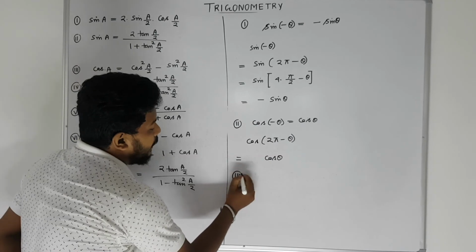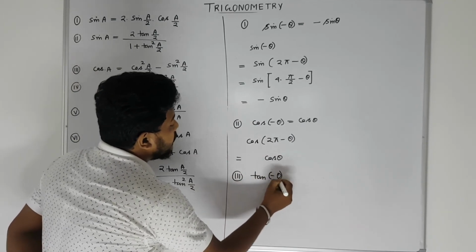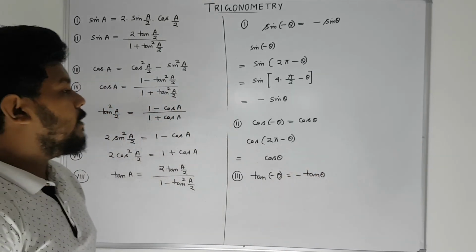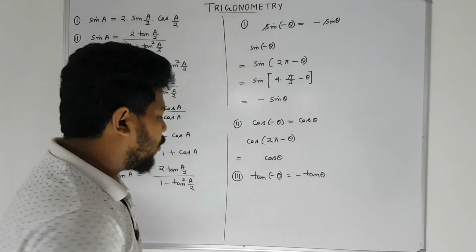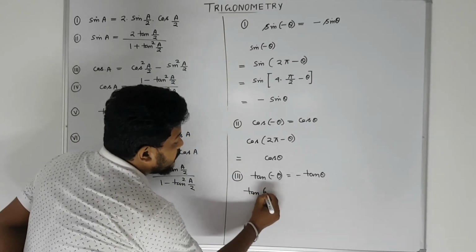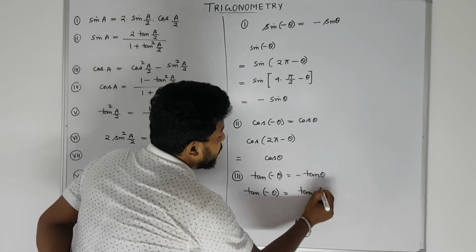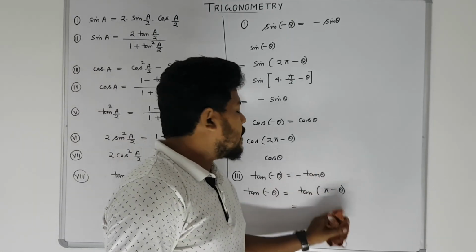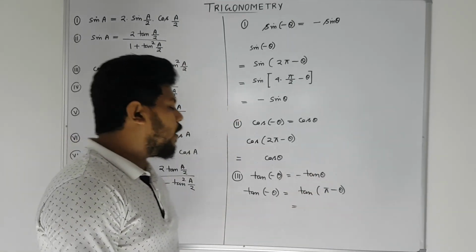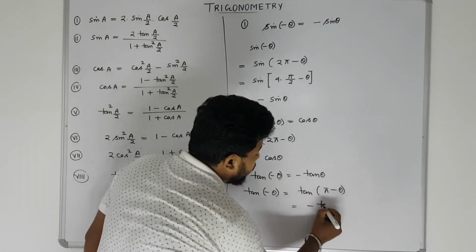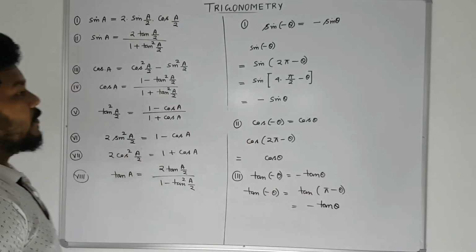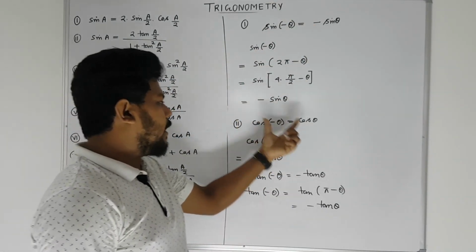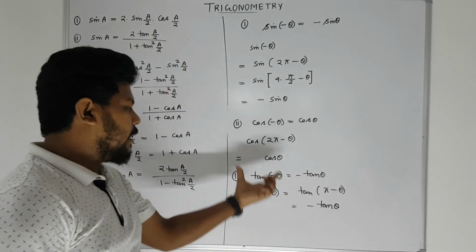And number 3 formula is tan of minus theta is equal to minus tan theta. Again, we know tan theta is periodic about the period pi, so I can write tan of minus theta is equal to tan of pi minus theta. Now, in which quadrant this angle lies? It lies in second quadrant. In second quadrant, tan is negative, so it will be minus of tan theta. So, we can write sine of minus theta equal to minus sine theta, cos of minus theta equal to cos theta, and tan of minus theta equal to minus tan theta.